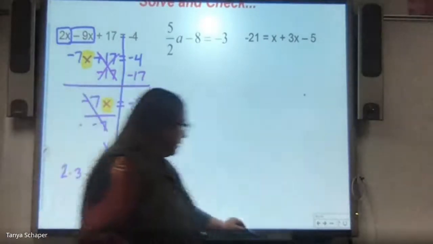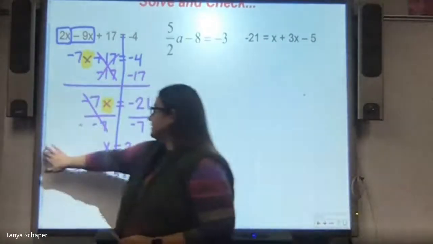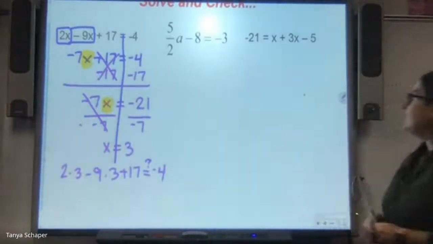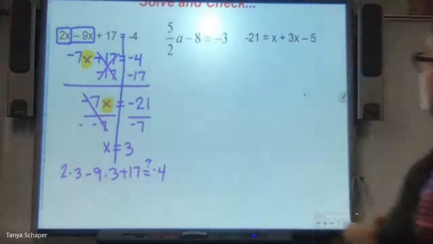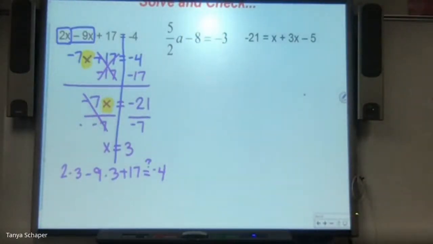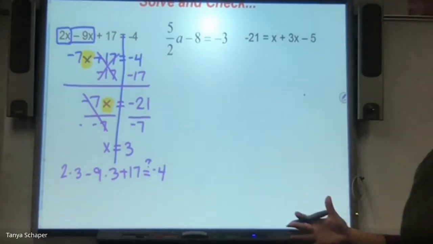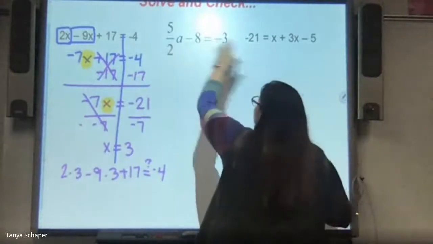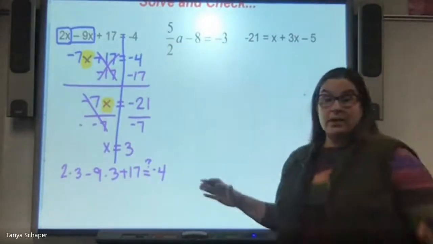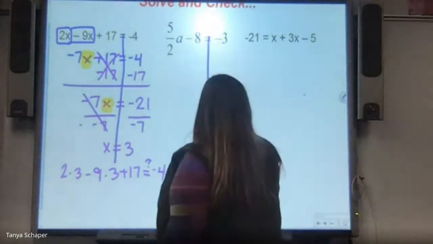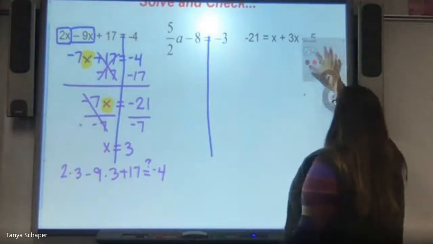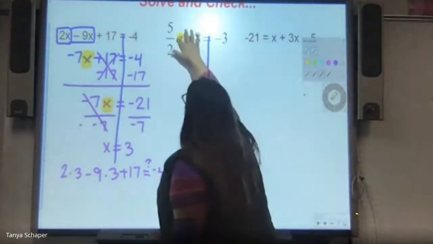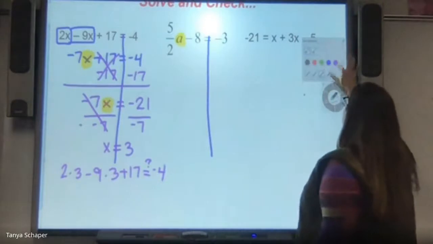Okay? Continuing to look at solving equations is SIC. We simplify, we isolate by using inverse of operations, and then we check. When we look at this first one, 5 halves x minus 8 equals negative 3. That's already simplified. There's nothing to combine or distribute on either side. So they're all ready to go. So I'm going to draw my line down the center. x is what I want to get by itself. So I need to keep that structured right there.